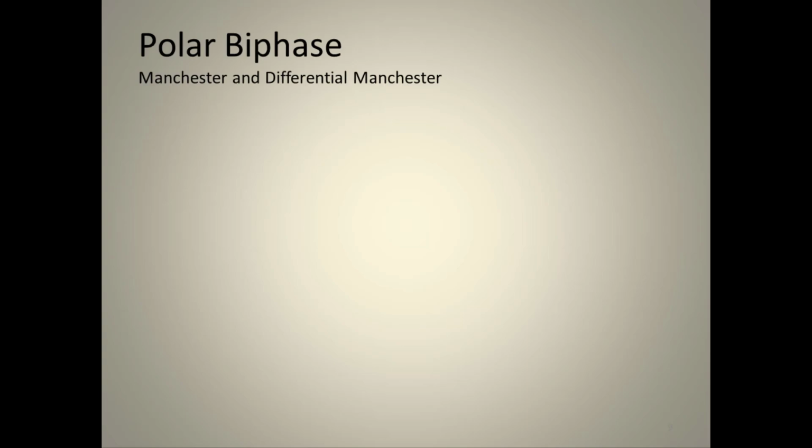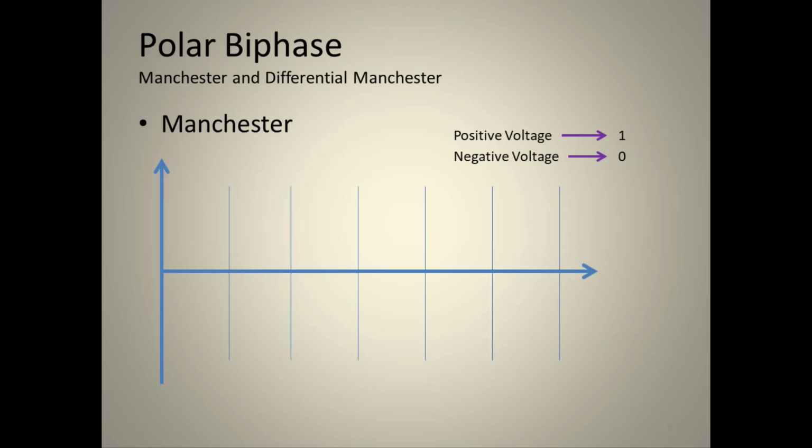Then for polar biphase we have two schemes, one is Manchester, the other is differential Manchester. How does Manchester work? For positive voltage we have 1, negative we have 0. We can say Manchester is the combination of NRZ-L as well as RZ. Here we are using the same bits, 1 0 1 0 0 1.